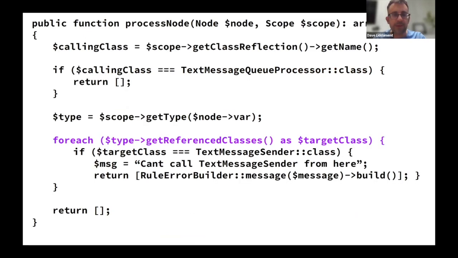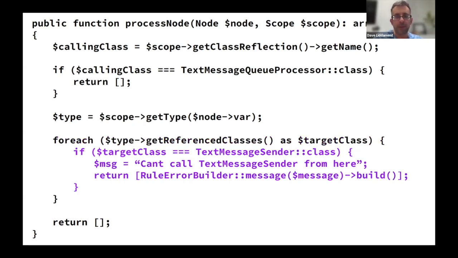So what happens here is we're going to iterate over all of the classes, and if type doesn't refer to a class, then this get reference classes will just be empty. And then what we're doing is, if our target class is text message sender, then we know we violated the rule. We know we cannot call text message sender from here. So we're going to return just a single violation using PHP Stan's error builder, where we pass in the message saying you can't call text message sender from here.